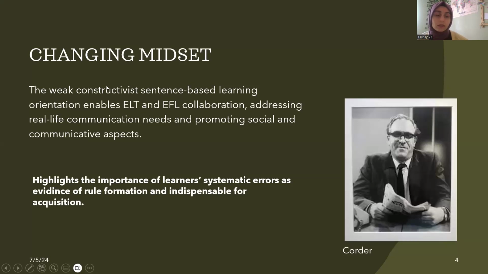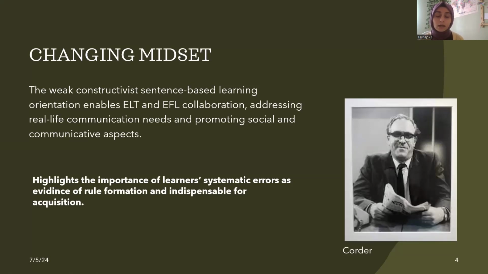Changing mindset. The constructivist, sentence-based learning orientation enables ELT and EFL collaboration, addressing real-life communication needs and promoting social and communicative aspects. Corder highlights the importance of learners' systematic errors as evidence of rule formation and indispensable for acquisition.